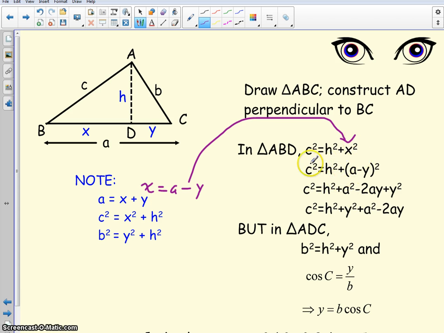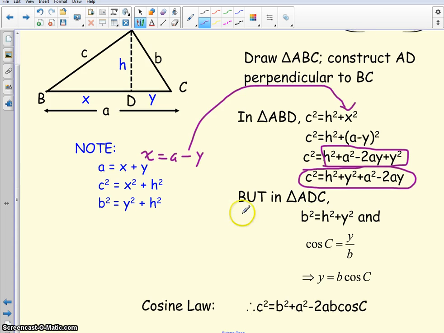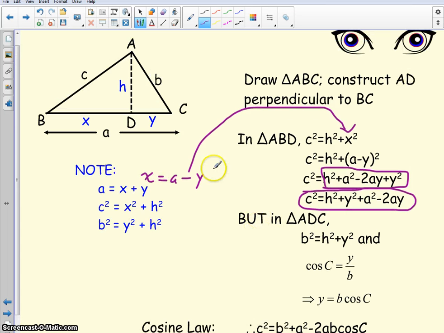Okay. And then once I get down to here, I'm going to expand this out, simplify it, and I wind up with this long, messy expression, which I'm just going to rearrange slightly, moving the y squared over here. So again, not a very friendly looking expression. I'll come back to this later. So now I'm going to take a look at the other right triangle, triangle ADC. And again, using the Pythagorean theorem, b squared is equal to h squared plus y squared.